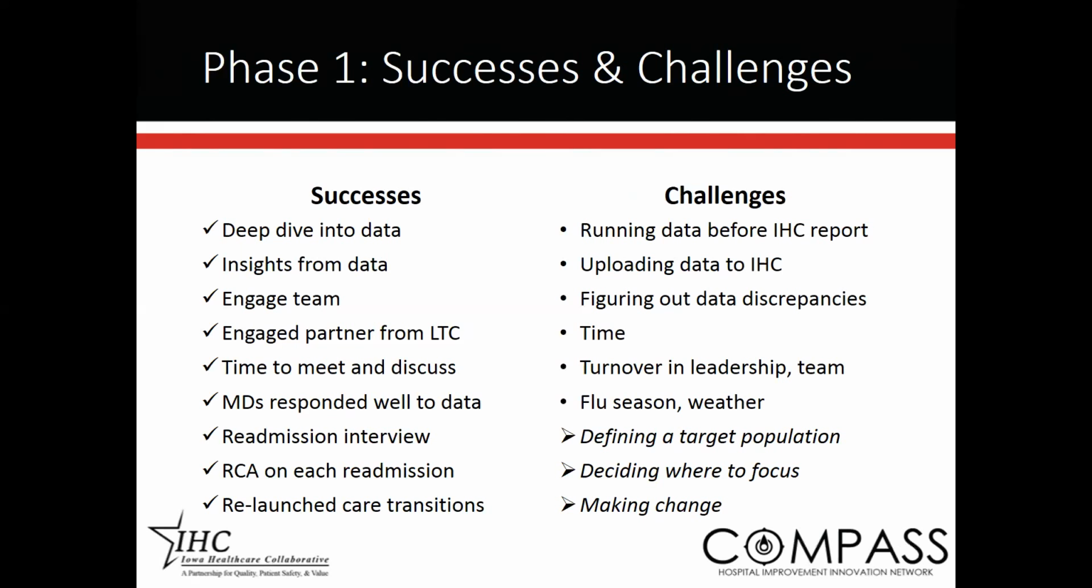And finally, one team during their phase 1 work relaunched their care transitions program, which is great. A lot of good work in readmissions. It comes and it goes.